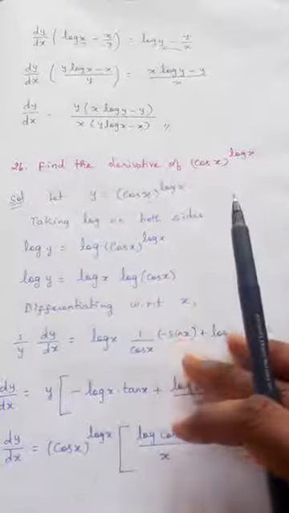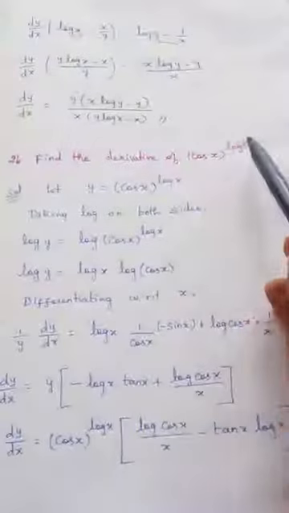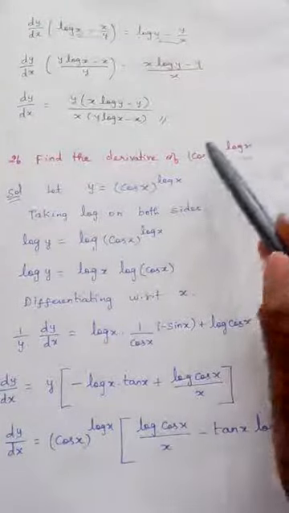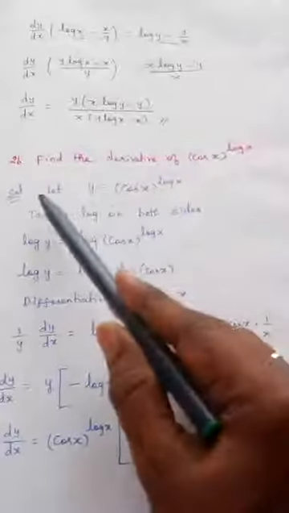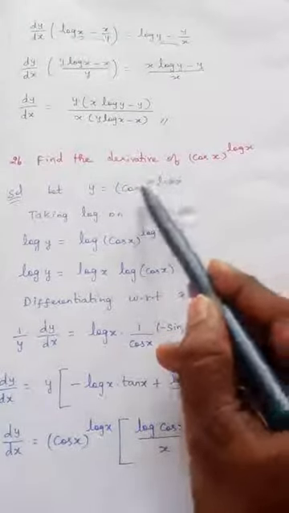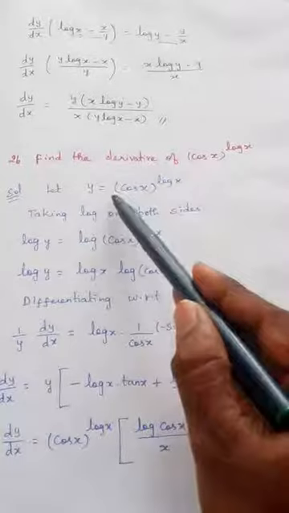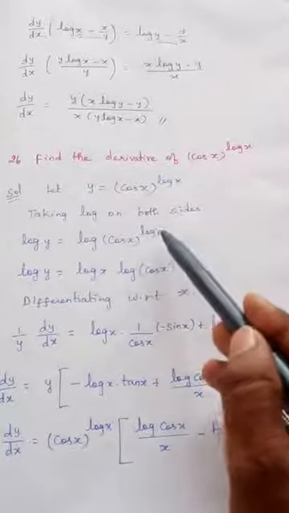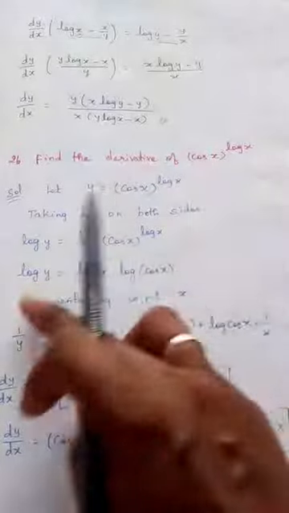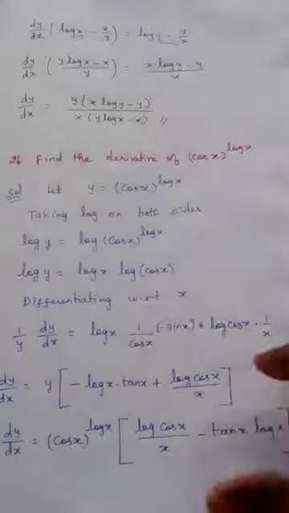Problem number 26. Find the derivative of (cos x) power log x. Since no name is given for this function, we give it a name. Let y equal this. Since the base and power both are functions, take log on both sides. So log y, here also log. Using the power rule, log x will come to the front. Now everything is in the base. Start the differentiation, differentiating with respect to x.